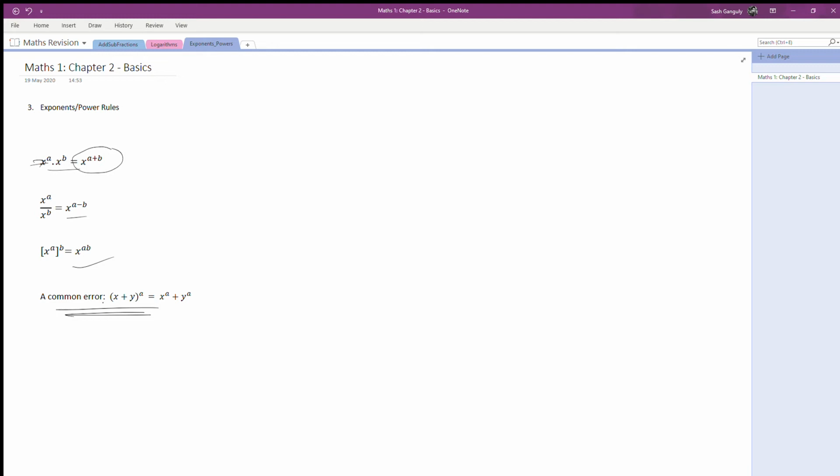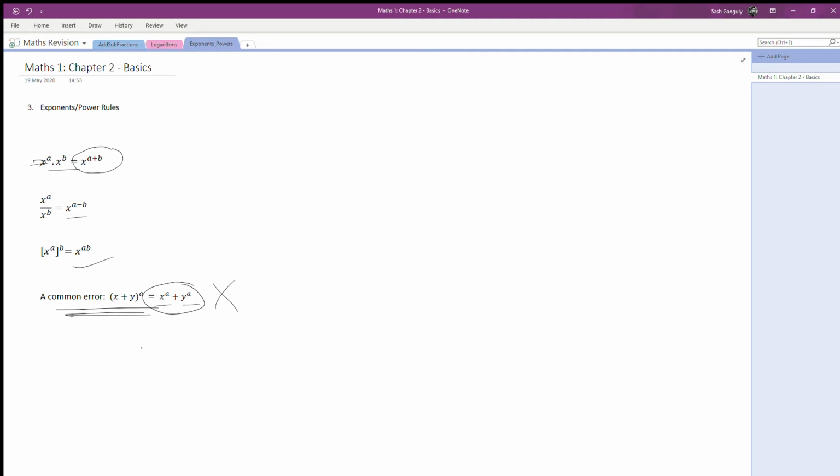A common mistake which people make is, if there is x plus y to the power a, they usually open the bracket and say that it's x to the power a plus y to the power a. This is absolutely wrong. So please do not make this mistake, right? The answer in this case is we don't know.